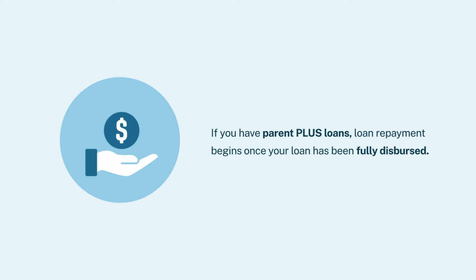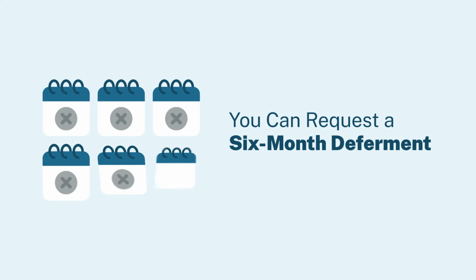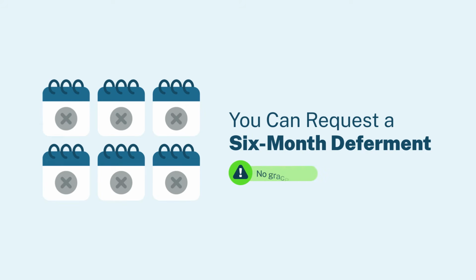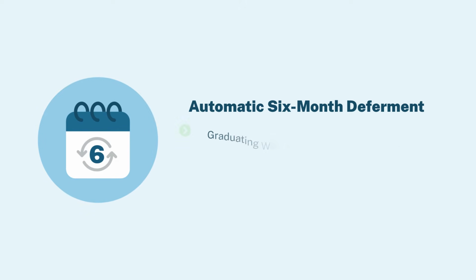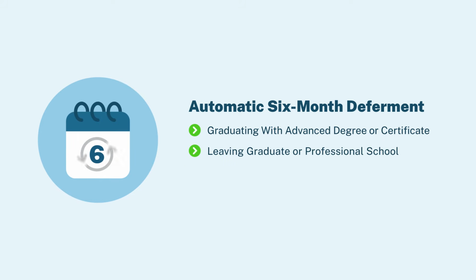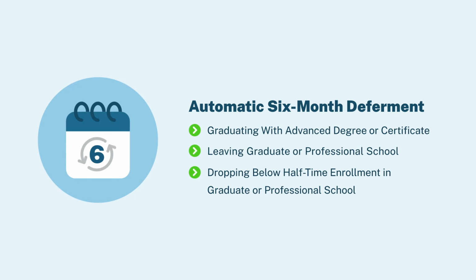If you have Parent PLUS loans, loan repayment begins once your loan has been fully disbursed. However, you can request a deferment while your child remains enrolled at least half-time and for 6 months after they graduate, leave school, or drop below half-time. Parent PLUS loans do not receive an automatic grace period. If you're a graduate or professional student earning an advanced degree or certificate, and you have a Direct PLUS loan, you'll automatically receive a 6-month deferment after graduating, leaving school, or dropping below half-time.